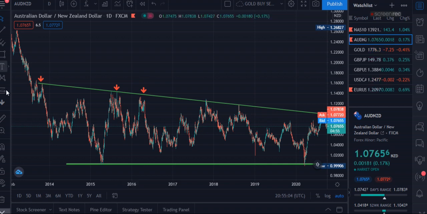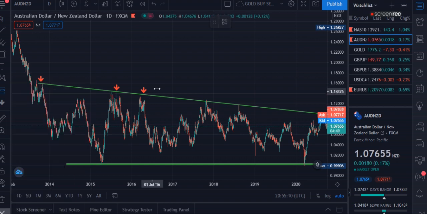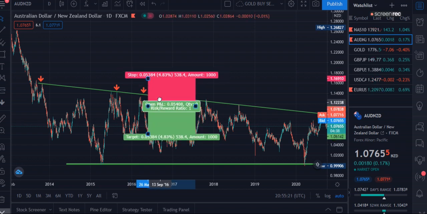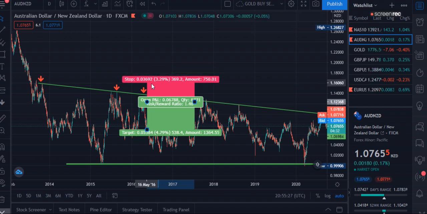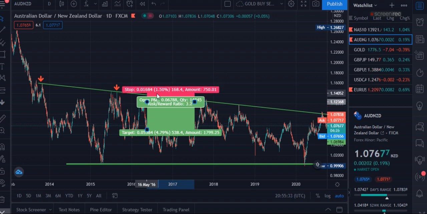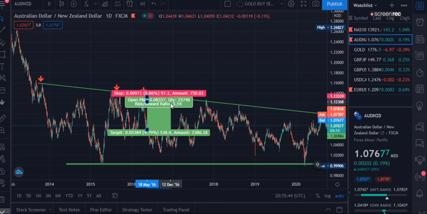Okay, so let me get my measuring tool, my short position tool. So look at this. If you took the trade from here, somewhere here, and you put, for example, let's say a 30 pips stop loss. Remember, I'm looking at this on the daily time frame. So let's look at this.